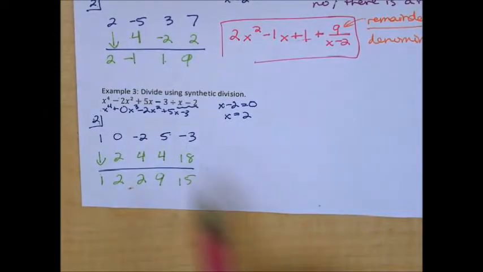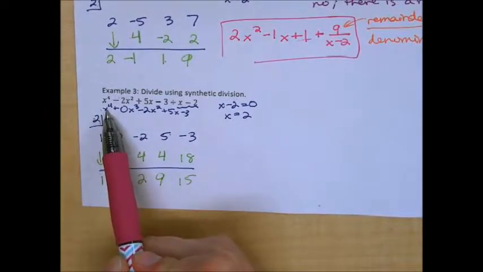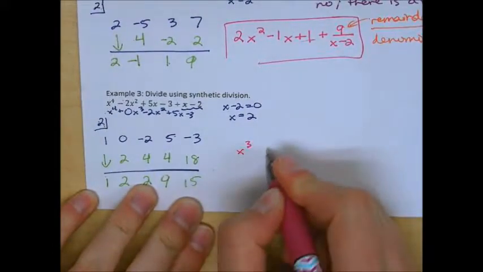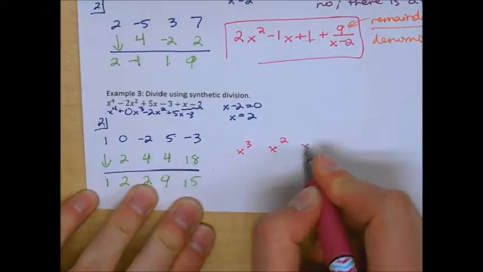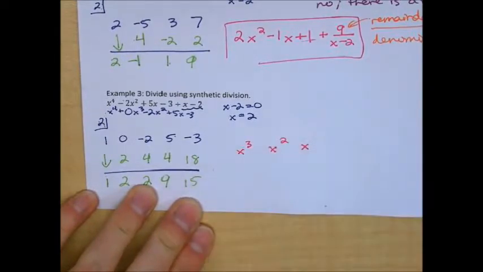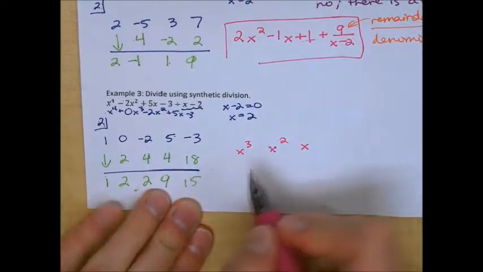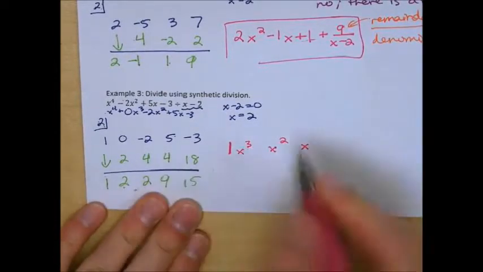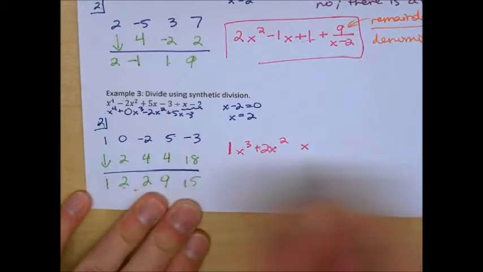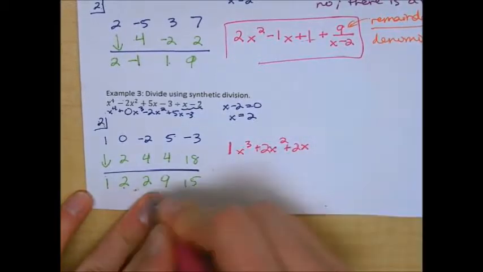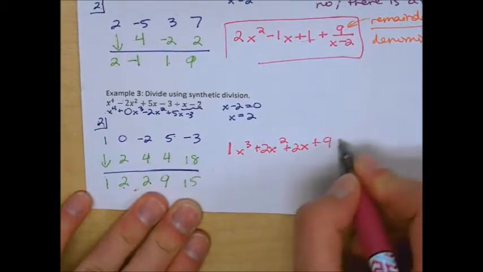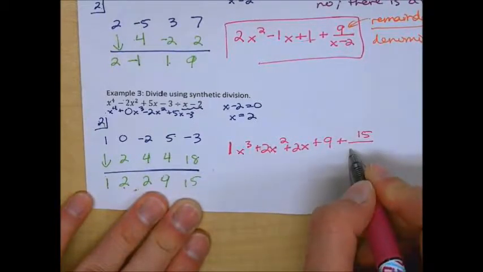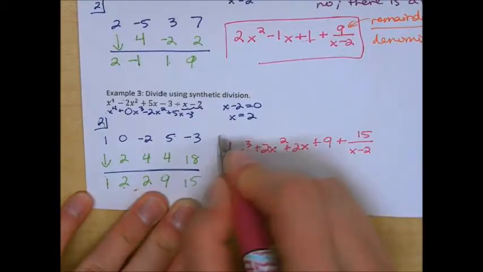Let's write out our final answer. We have an x to the 4th, so subtract 1. That gives me an x to the 3rd, x squared, x, constant. What goes in front of the x third? A 1. Then I have a positive 2, positive 2, positive 9, and then our remainder is 15 over the denominator.